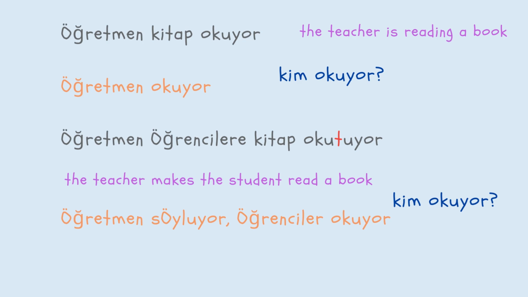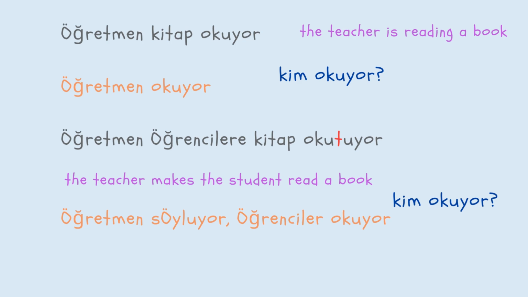Öğretmen öğrencilere kitap okutuyor. The teacher makes the student read a book. I have a person, I have a subject, and I have the action. There is a person who's telling the subject, another one, to do some certain action.